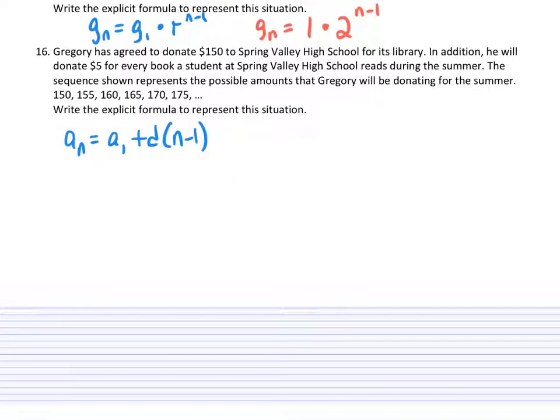Number 16, we are trying to write the explicit formula for this situation, and it starts at 150, and it looks like they're adding 5 every time, which would make it arithmetic, and I went ahead and wrote the arithmetic formula in blue. So a sub n equals a sub 1 is 150. It starts at 150. The common difference is they're adding 5, so I'm going to put plus 5, and then also bring down my n minus 1. So what's in red is our explicit formula for the arithmetic sequence.